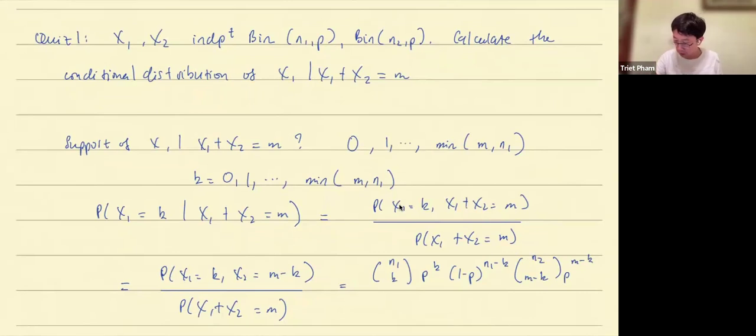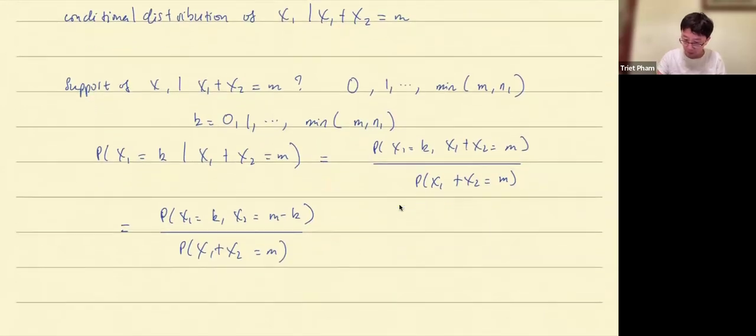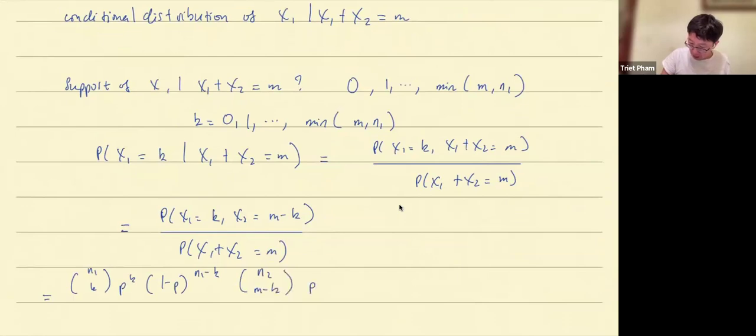I'm running out of space here. Let me see. So n1 choose k, p to the k, 1 minus p to the n1 minus k, and then n2 choose m minus k, p to the m minus k, 1 minus p to the n2 minus m minus k. Okay.